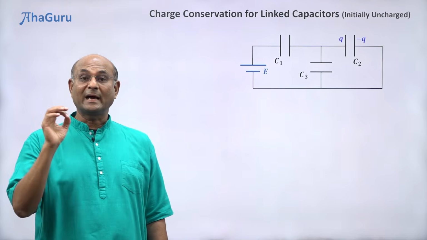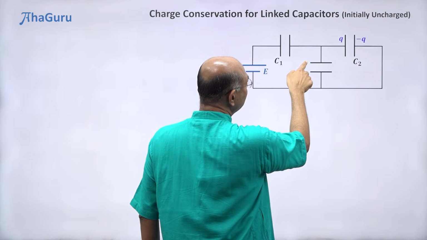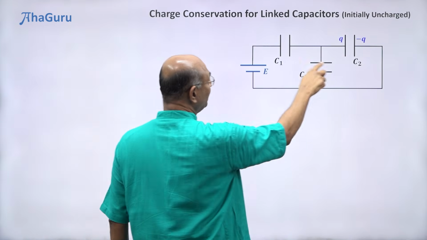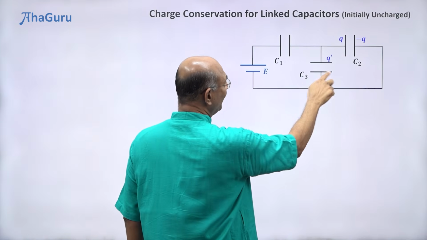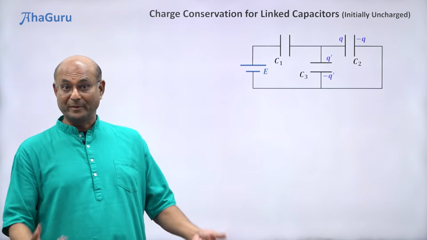So I've assumed the charge on C2. Now what about C3? Let me say that this capacitor has a charge Q dash. So the top plate has Q dash and the bottom plate will have to have minus Q dash. Well, I'm only assuming, right?